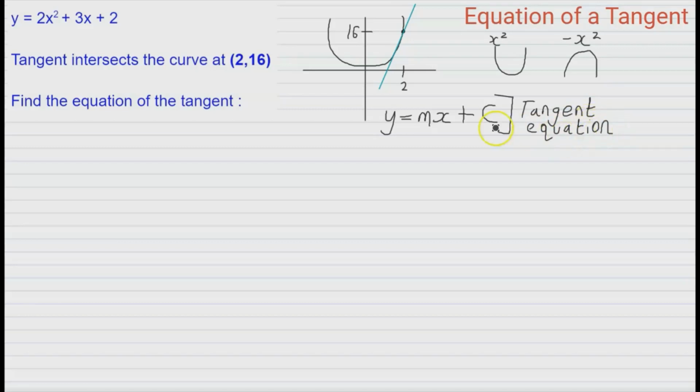Now, the first step is to find the gradient. How are we going to find the gradient? We know that on this curve, the gradient is constantly changing. Right now, in this end, it's negative, it's going down. In this end, it's positive, it's going up. And there's actually a way to find the gradient at a certain point, an x coordinate. And the way to do that is to differentiate.